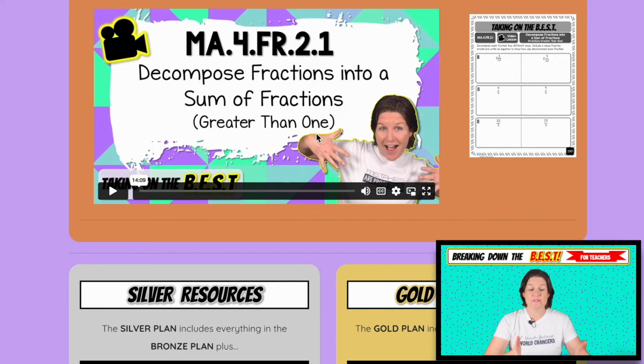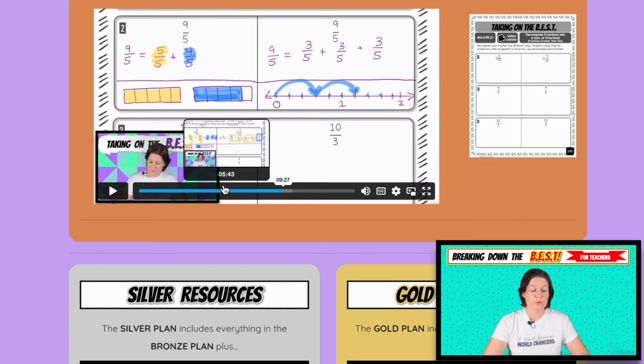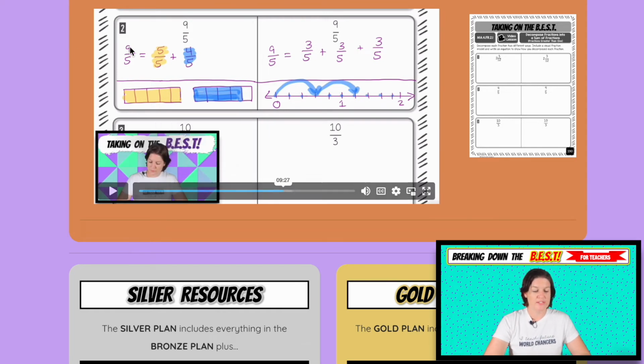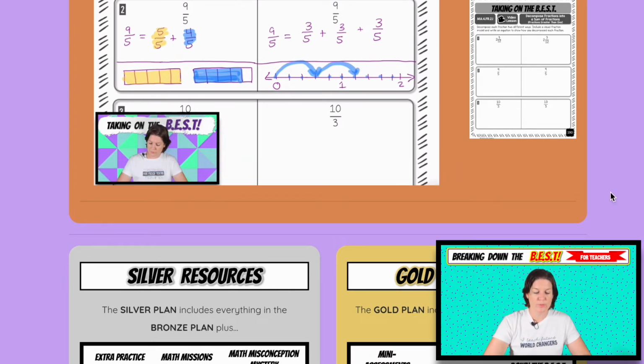The next video lesson focuses on decomposing fractions into a sum of fractions that are greater than 1. So here we have mixed numbers and fractions greater than 1 for this one. All right, so you can see here with number 2, we're just pausing on it real quick, but you can see how 9/5 is now broken down into 5/5 plus 4/5, which can be modeled using an area model, and then again a different way using the number line. Okay, so it just kind of gives you a glimpse into what the video lessons will contain.